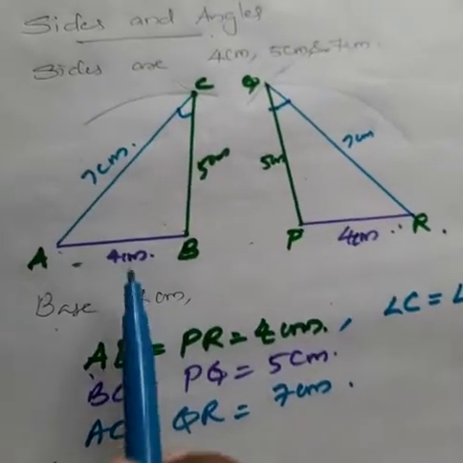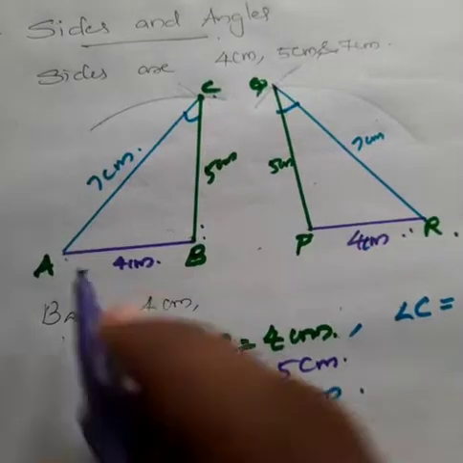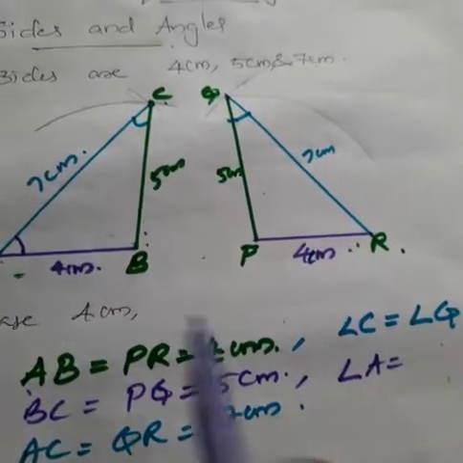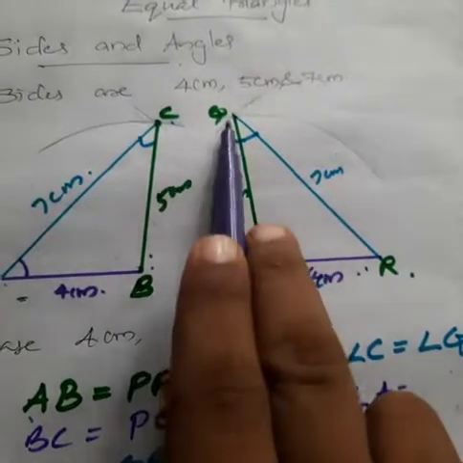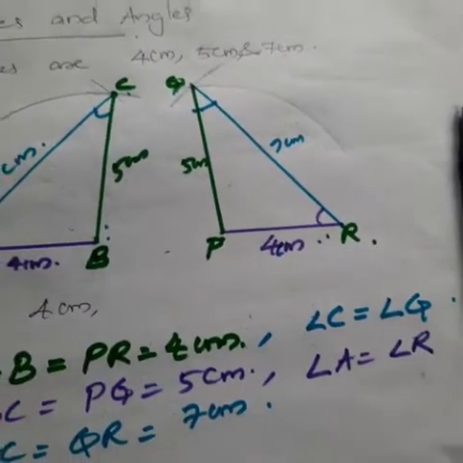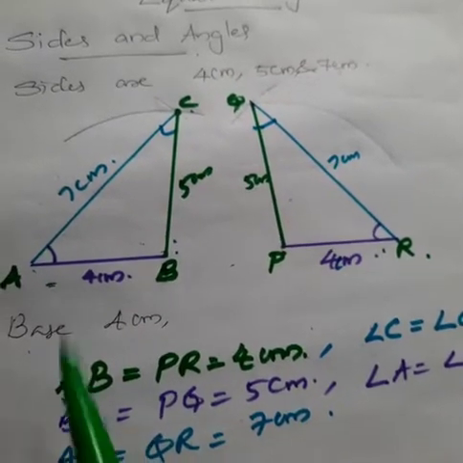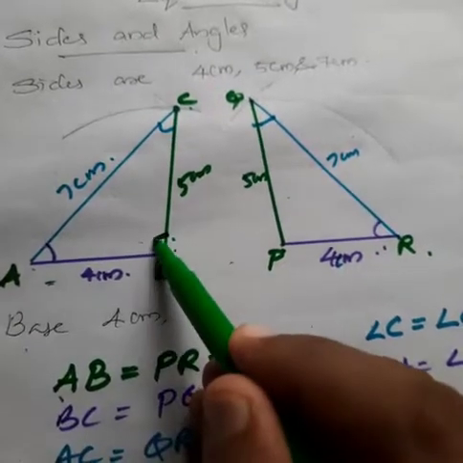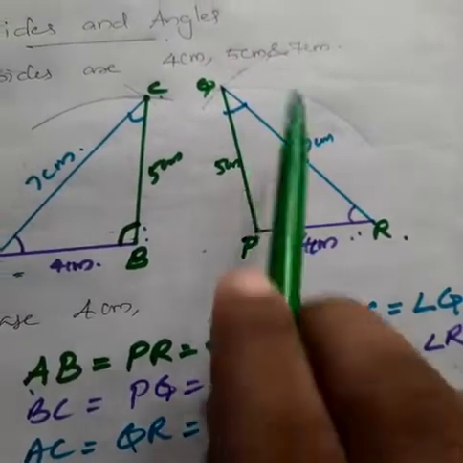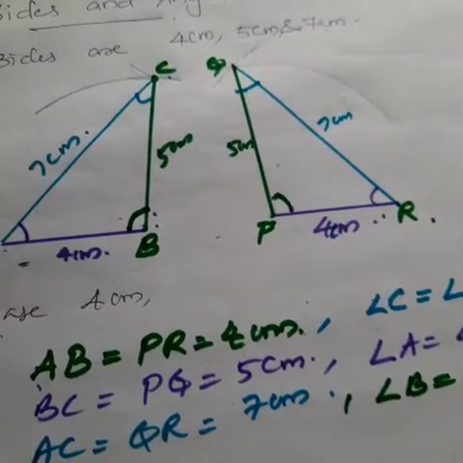Then the second one, BC. For B to C, the opposite angle is A. So write angle A is equal to, then PQ. For P to Q, the opposite is R, so angle R. Then the third side AC. For A to C, the opposite is angle B. And here QR, the opposite is angle P.